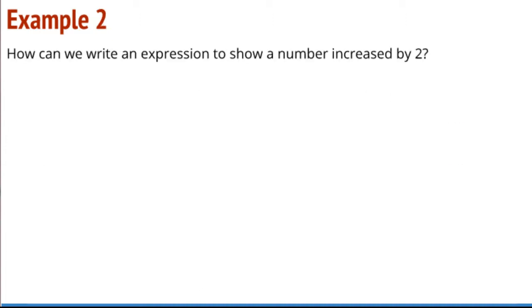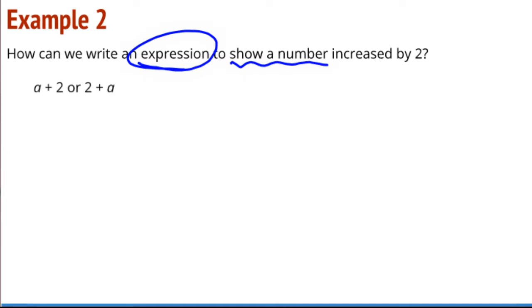So how could we write an expression to show a number increased by 2? Now here we're stepping a little bit into variables because they're not giving us a specific number. They're saying any number. And we're going to take that any number and we're going to increase it by 2. So how would you write an expression for this? Now remember, expressions have numbers, variables, operations.